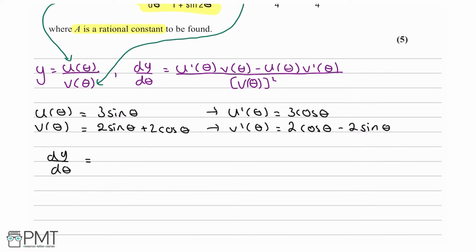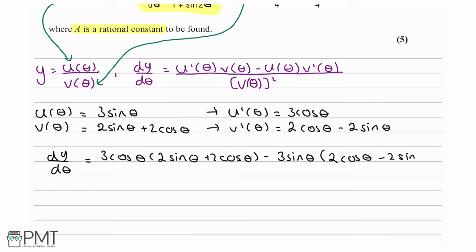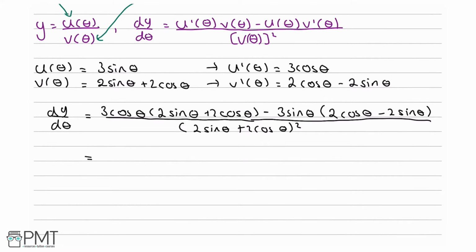dy by d theta, so the derivative of u theta, 3 cosine theta, times 2 sine theta plus 2 cosine theta, minus u theta which is 3 sine theta, times the derivative of v theta which is 2 cosine theta minus 2 sine theta, and all of this will get divided by v theta squared, which is 2 sine theta plus 2 cosine theta all squared, equals, okay, let's start expanding these.